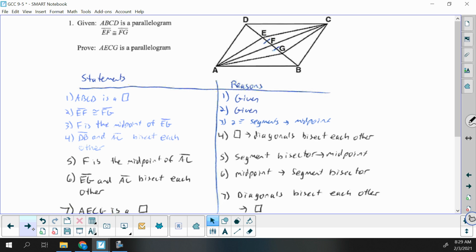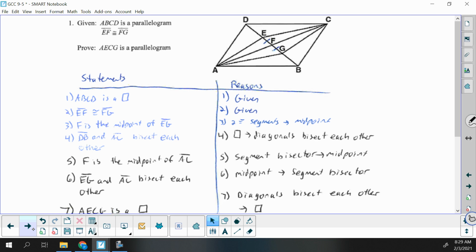So in this one, we've got AECG we want to be a parallelogram. So that's that tiny quadrilateral in there, and we're given the big one already as a parallelogram. So our goal is, we're going to get the diagonals bisect each other in the small parallelogram, which will imply that it is a parallelogram.